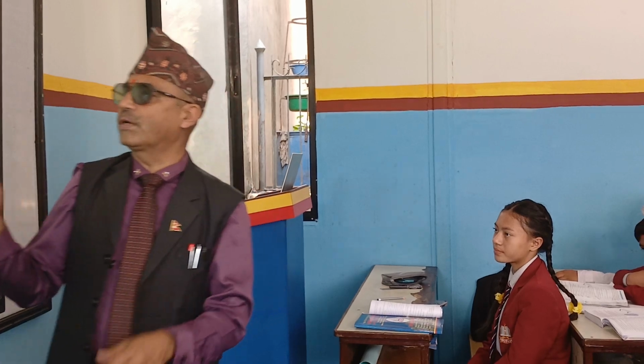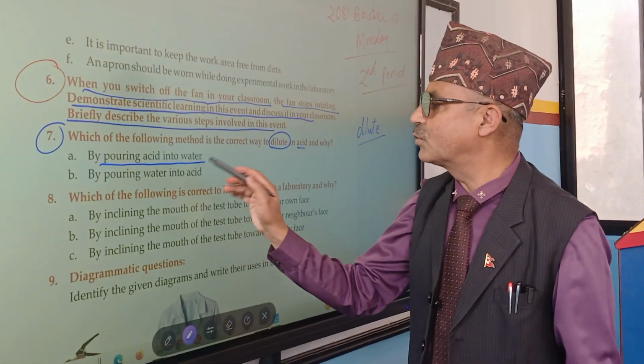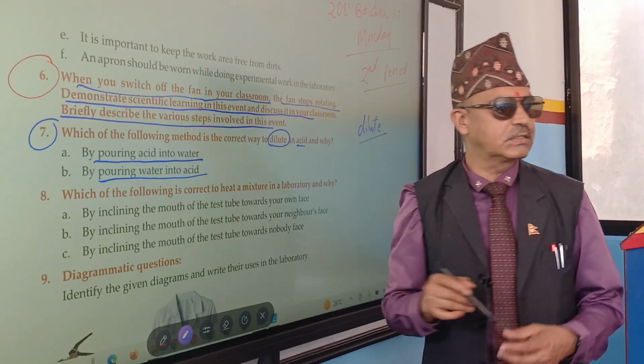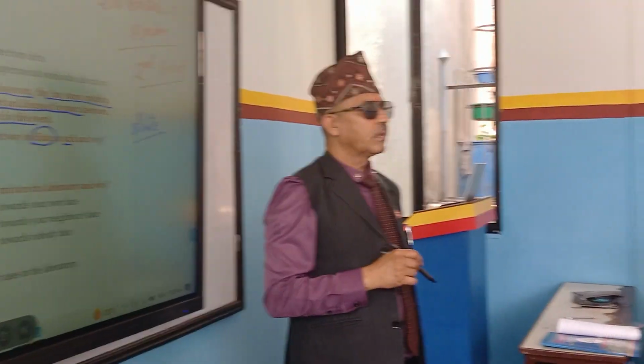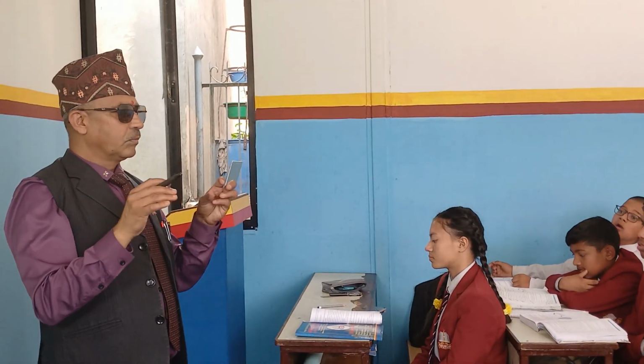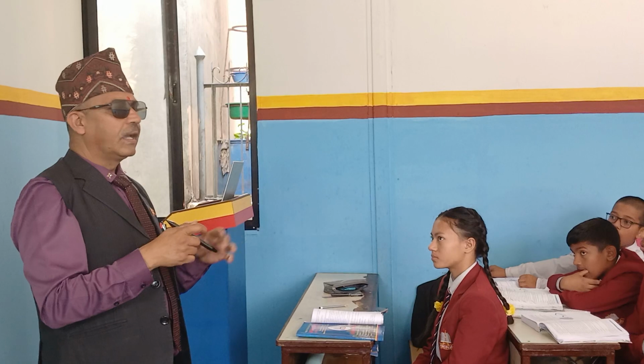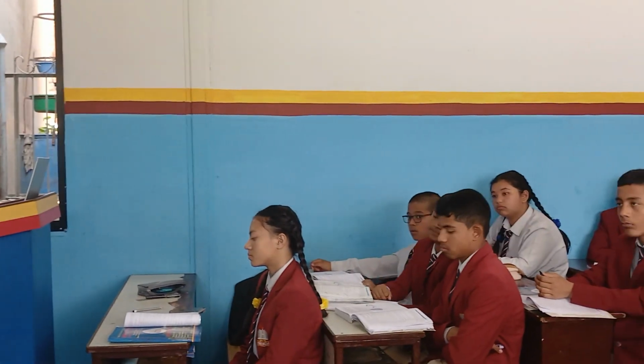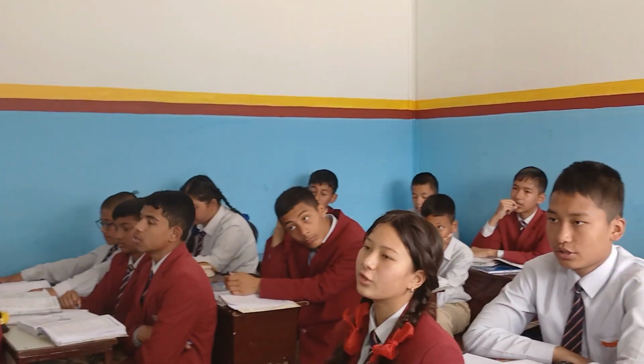What do you call it? Dilution or dilute. So, which one is okay? By pouring acid into water or by pouring water into acid? Water to acid or acid to water? Water to acid. So, take some acid and then add water slowly. That is a good idea. But to take some water and add acid is very dangerous. That is wrong. So which one is correct? By pouring water into acid.